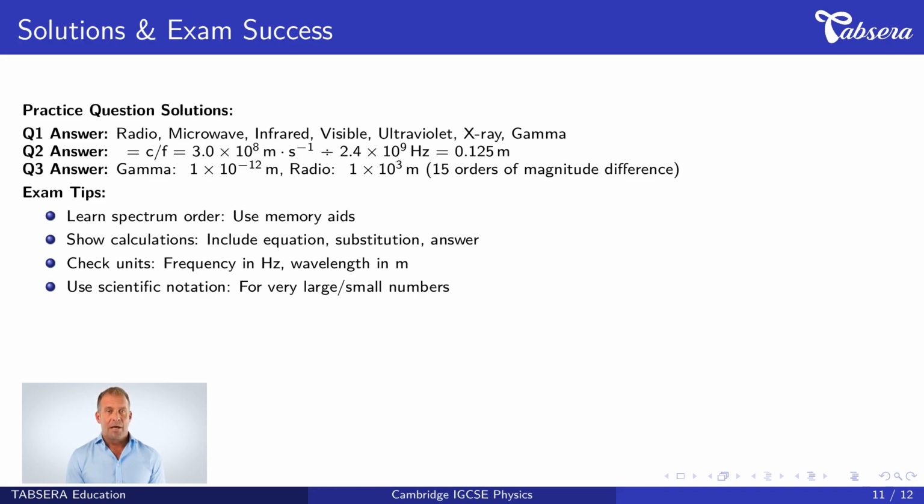For question 3, gamma rays have wavelengths around 10 to the power minus 12 meters, while radio waves have wavelengths around 10 to the power 3 meters. That's 15 orders of magnitude difference, showing the spectrum's vast range.